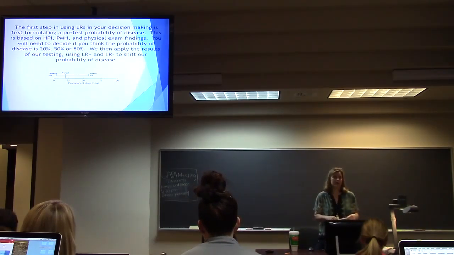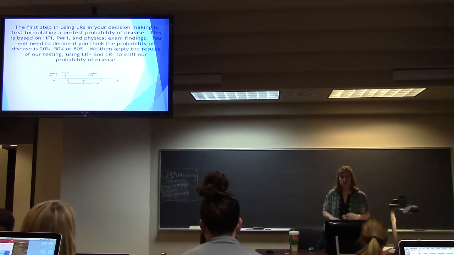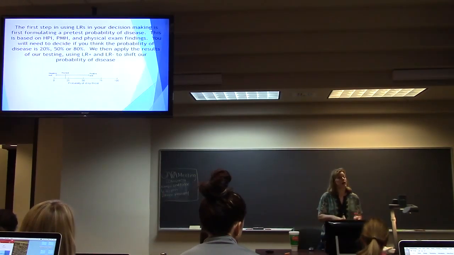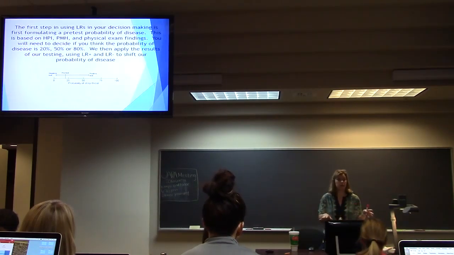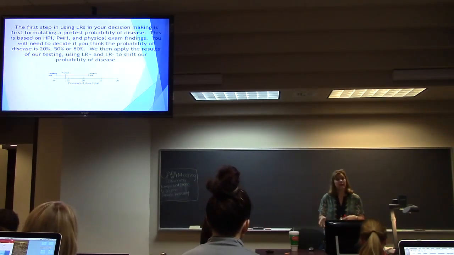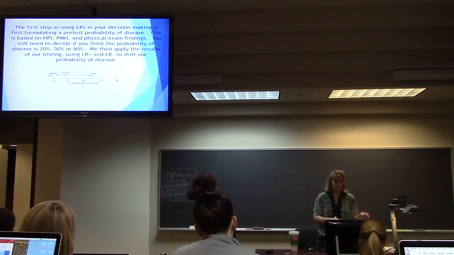But for the sake of simplicity, and for what you'll notice later on in calculations, I want you to assign a 20, 50, or 80% probability of disease to these patients. When you see them, think in your head, this patient, and it has to be a specific diagnosis, has a 20, 50, or 80% chance of having this diagnosis. Make that assessment after you get the whole picture, before you order any tests. Then the likelihood ratio will shift that probability up or down.